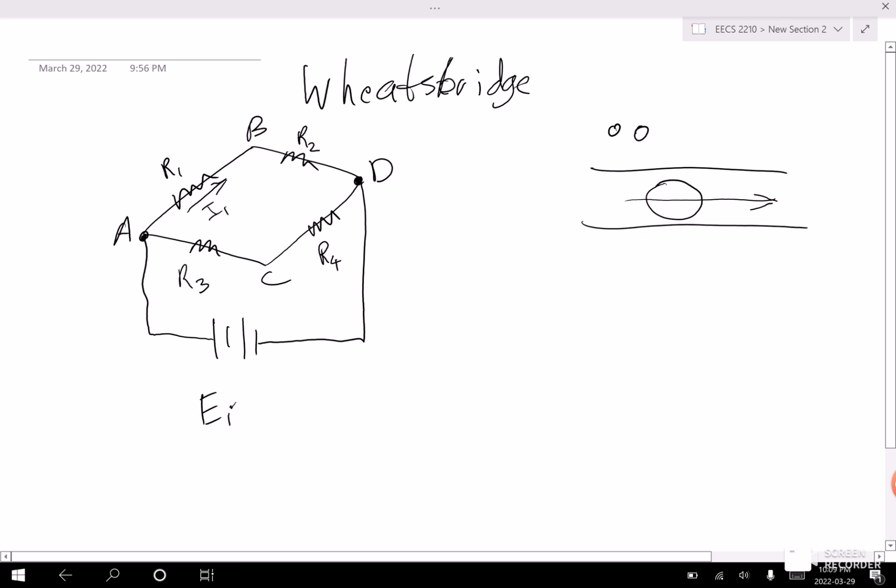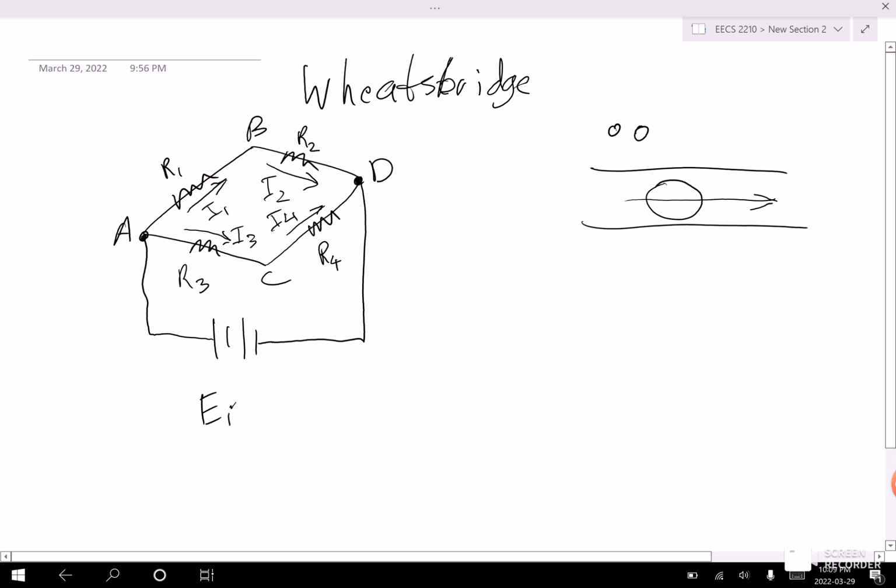name it I1. The flow of current from R2, which goes this way, we'll name I2. The flow of current from R3 goes this way, I3, and the flow of current from R4 goes this way, we'll name it I4. As you can see, R1 and R4, more importantly I1 and I4, have the same flow of current, and I2 and I3 have the same flow of current.